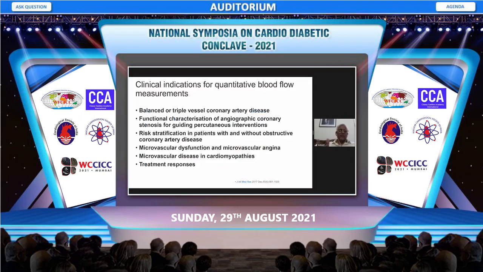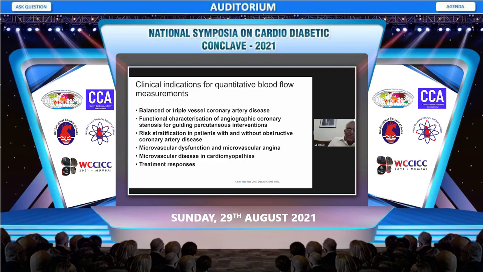So at the end, where should we do it, as the question was? In balanced or triple vessel coronary artery disease, functional characterization of angiographic coronary stenosis for guiding percutaneous intervention, risk stratification, and most importantly, microvascular dysfunction, microvascular angina, and microvascular cardiomyopathy. You want to know in cardiomyopathy whether the microvasculature is really involved, because you will be controlling it with drugs.